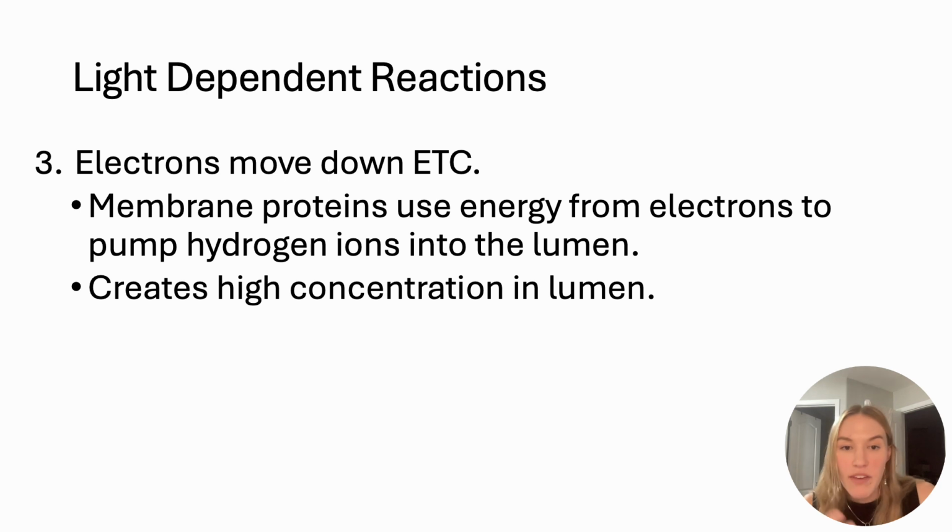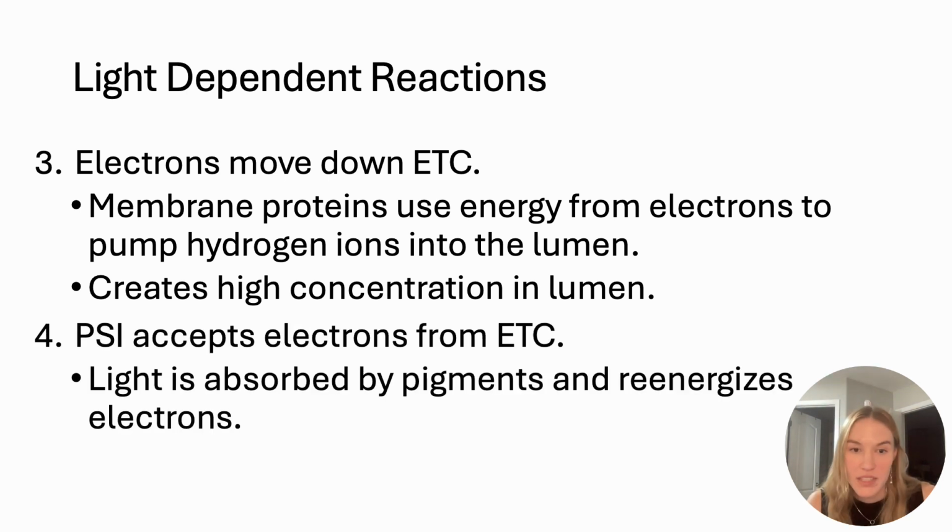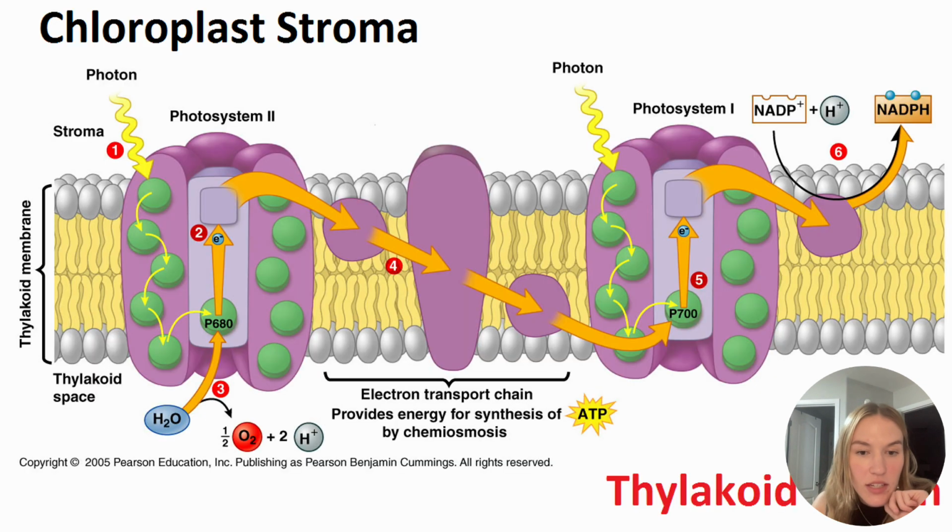So we now have a high energy electron, and that electron is going to move down the electron transport chain. The electron transport chain is named very well. It is going to transport electrons from one protein to another protein. This is very good because it is going to create a high concentration of protons in the lumen, but we have to understand how. After it's transferred from one protein to the next, the electron will finally be received at photosystem 1, which will re-energize it. So let's look at these two steps.